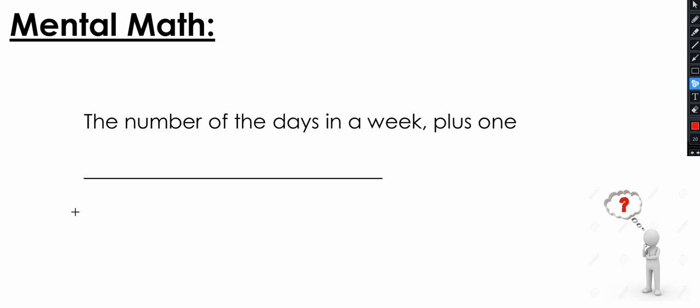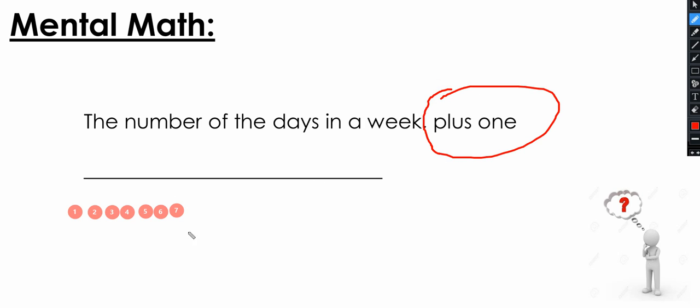So let's start. Sunday, Monday, Tuesday, Wednesday, Thursday, Friday, Saturday. We have 7 days in a week, but we need to find out the number of days in a week plus 1. So 7 plus 1, yes, it's 8.